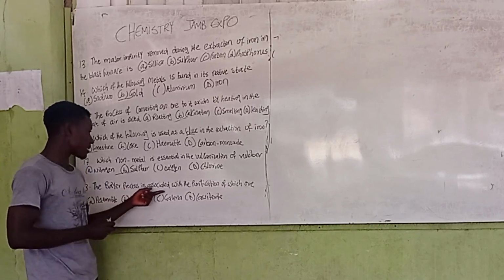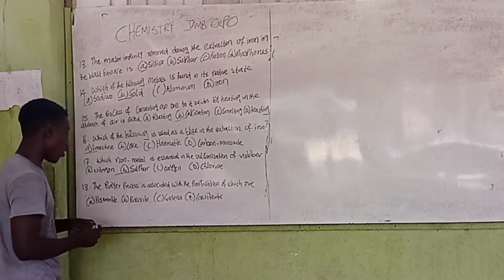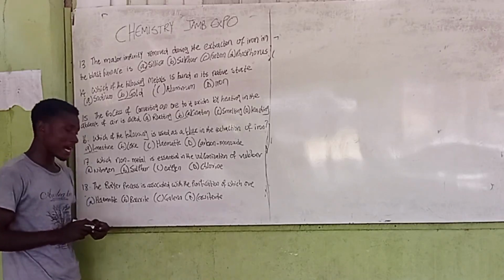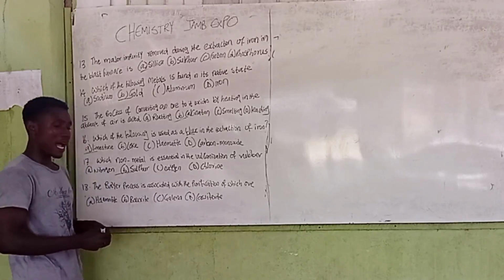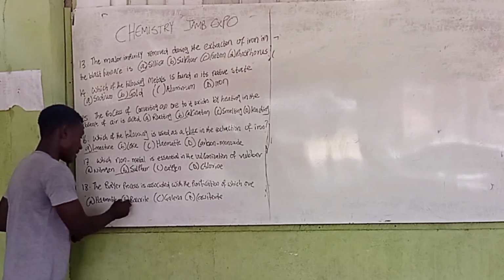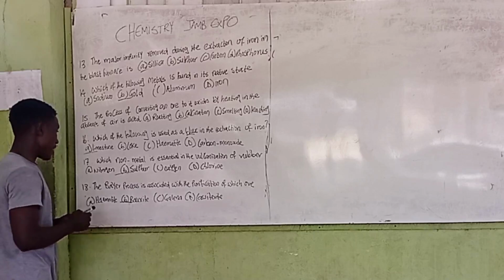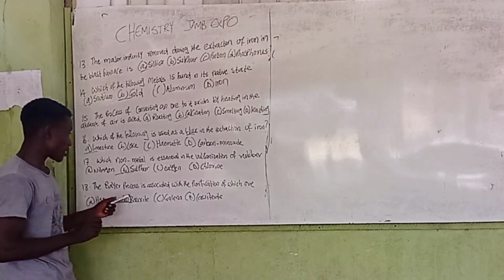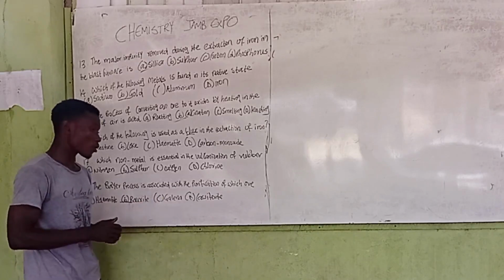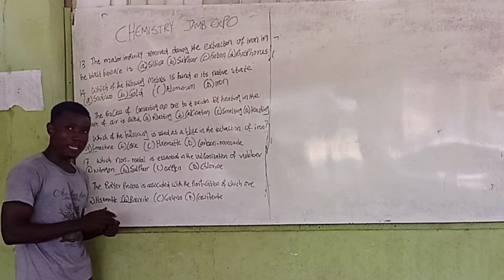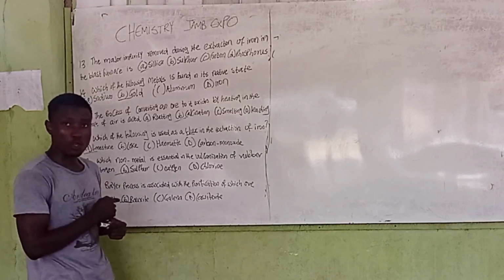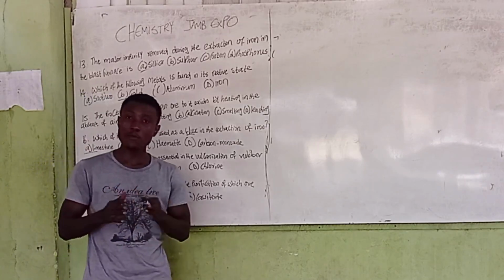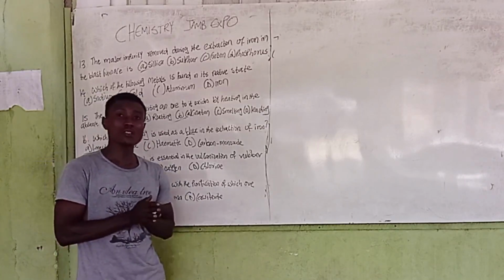The 18, which is the last question here, is: The Bayer process is associated with the purification of which ore? A. Hematite, B. Bauxite, C. Galena, and D. Cassiterite. The answer there is bauxite. The Bayer process is associated with the purification of the ore known as bauxite, which we extract our aluminium from.